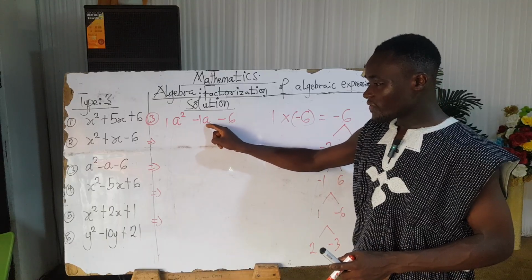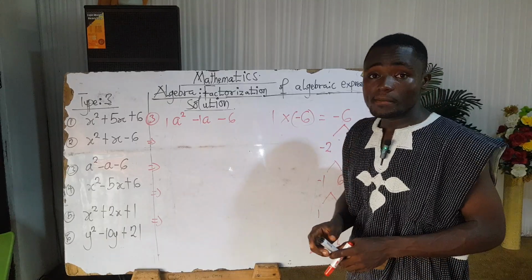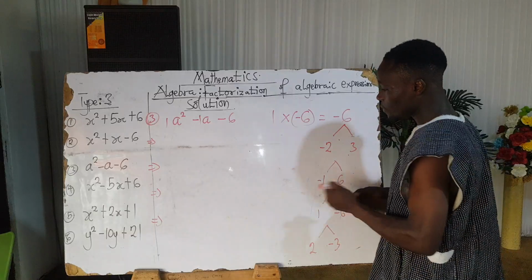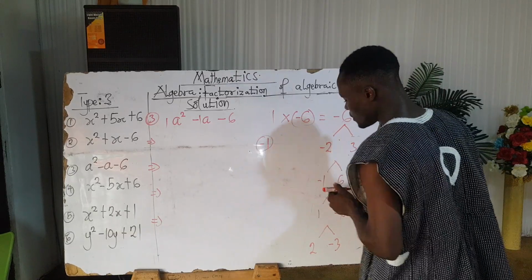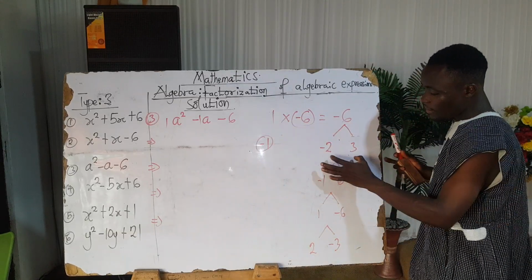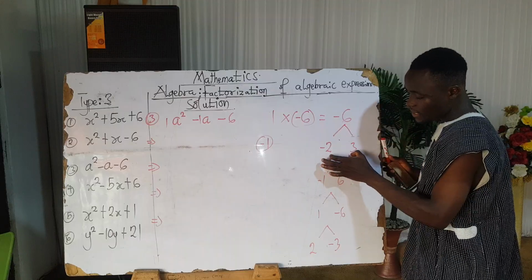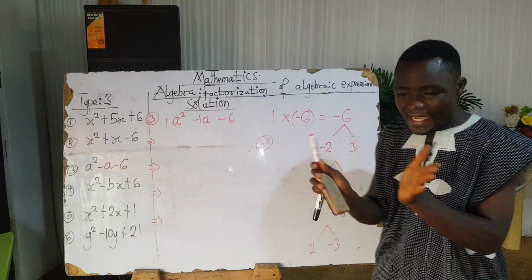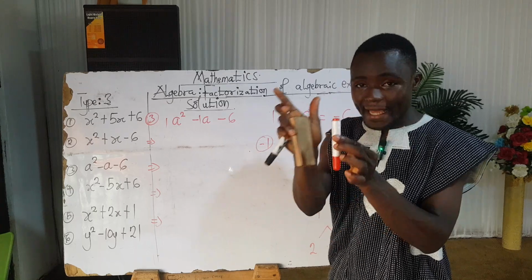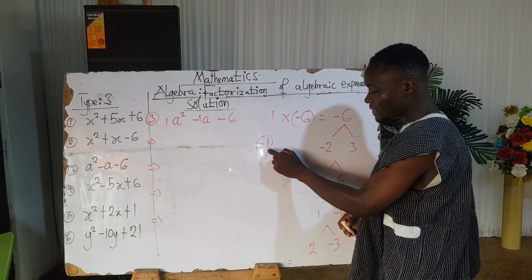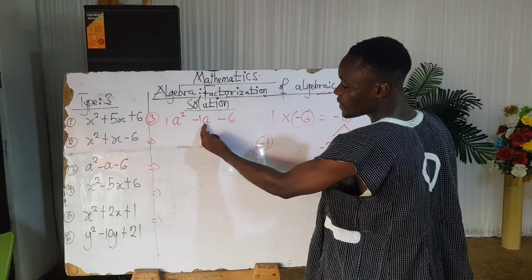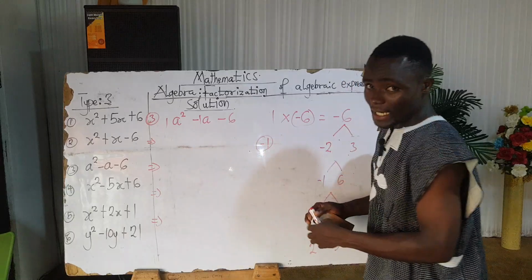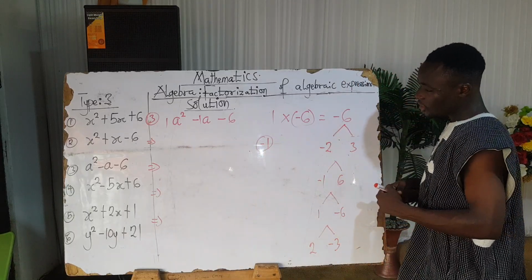The coefficient of the variable a here is negative 1. We are going to look for a pair of numbers, either being this, this, this, or this, such that when we add them, we are supposed to get negative 1, being the coefficient of the variable a here. Are you with me? Very good. So let's check it and see.